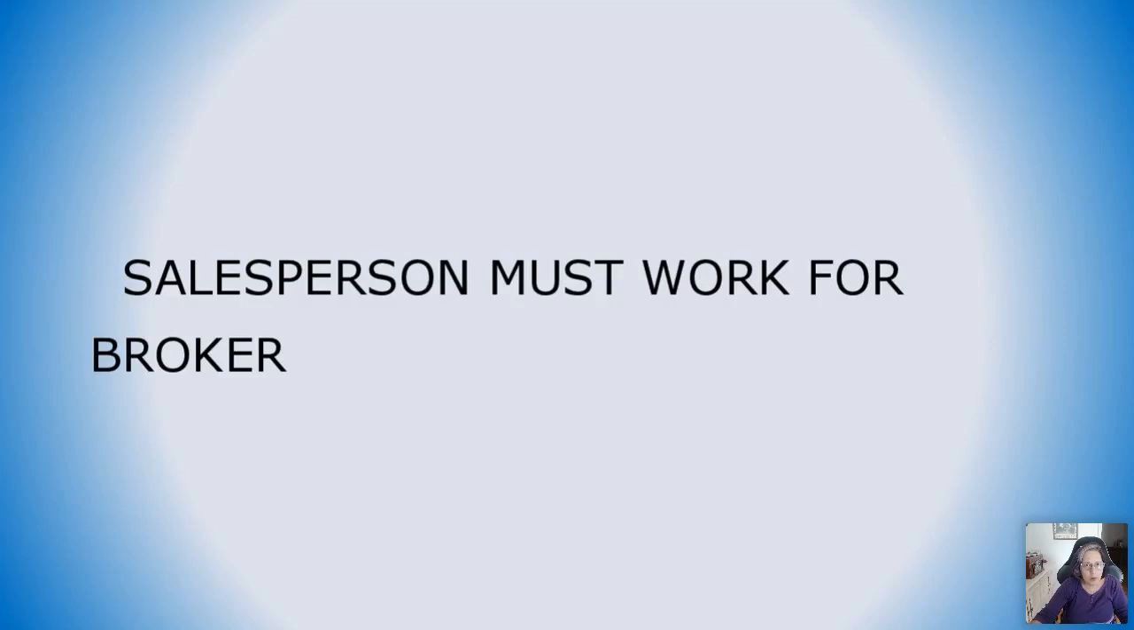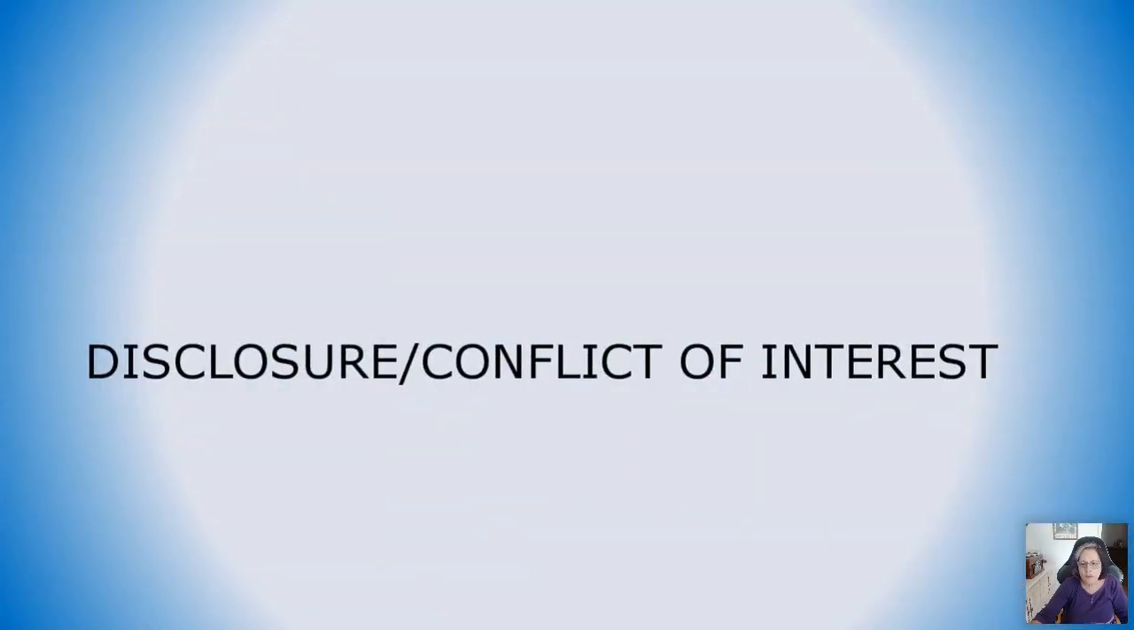Salesperson must work for that one broker. If there is any kind of conflict of interest, meaning I just sold my own property recently, I had to put right on the MLS, listing agent has an investment in this property. I have to let people know that, or has an interest in this property. I have to let people know that I'm involved.